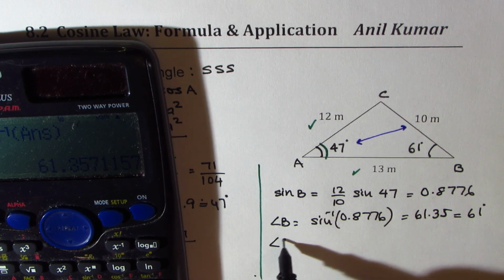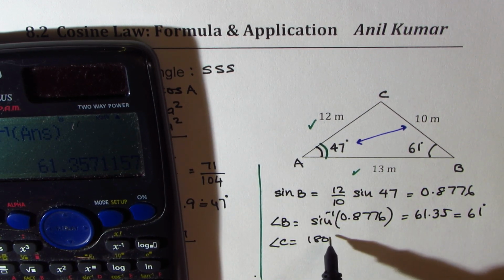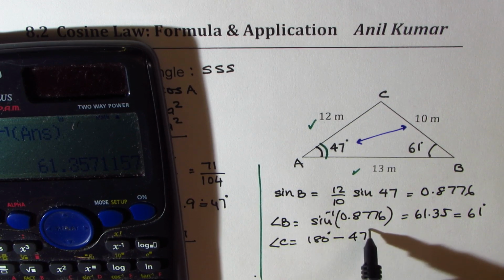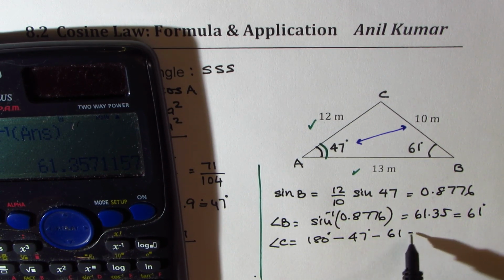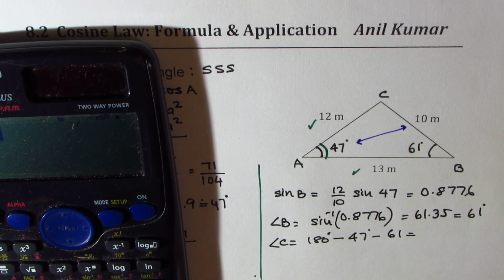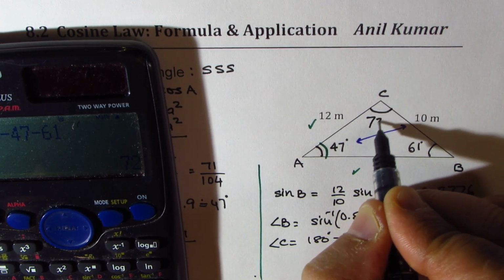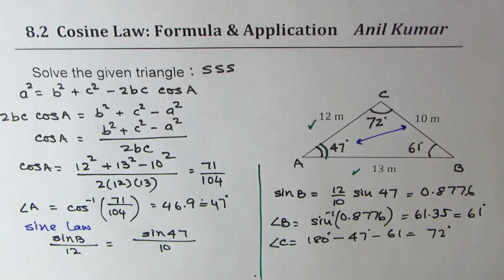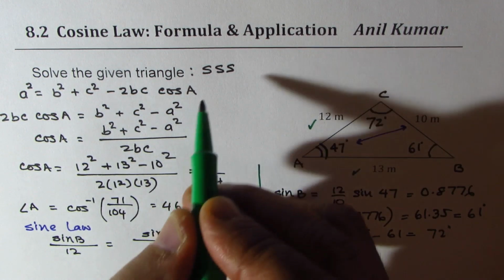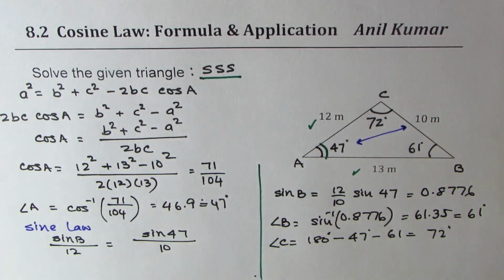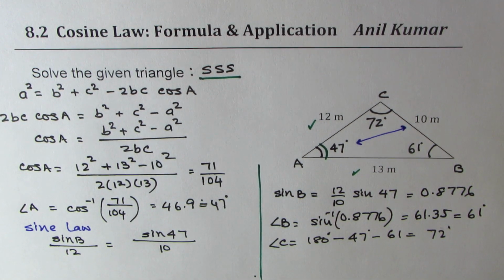Now what is angle C equal to? Angle C will be 180 degrees minus 47 degrees minus 61 degrees. So 180 minus 47 minus 61 gives us 72 degrees. So we get this angle as 72 degrees. What we have done so far is applied cosine law for two conditions. One was side angle side, the other one was side side side.